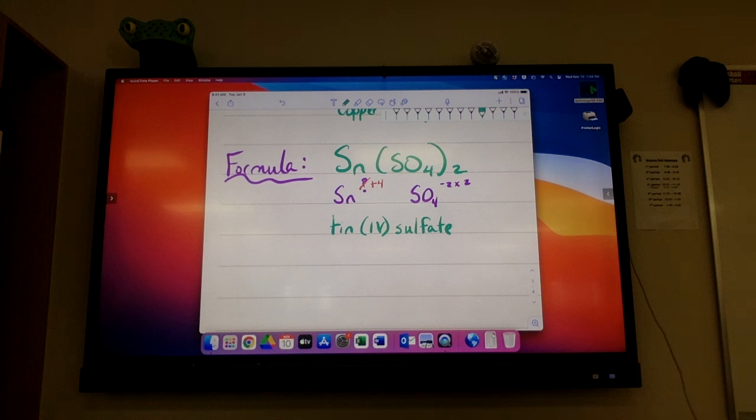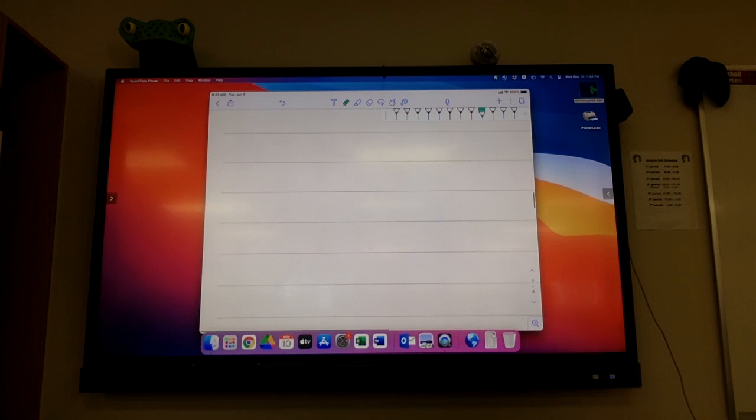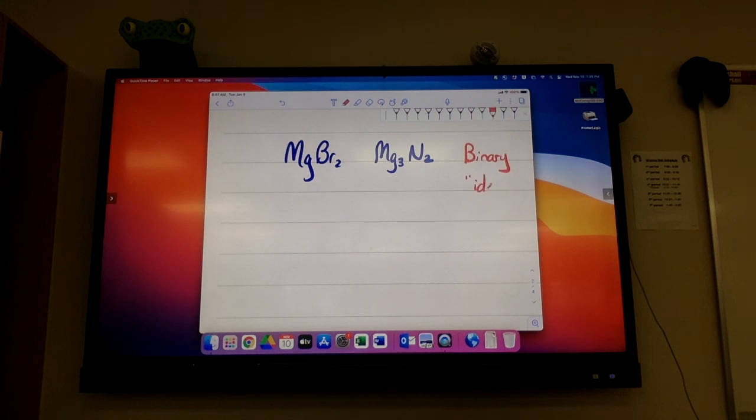Okay, so how do you know binary versus ternary? Good question. What do these have in common besides Mg? Binary. There's only 2 different elements to each of these. Binary means 2. These are binary, they have to end in "ide."